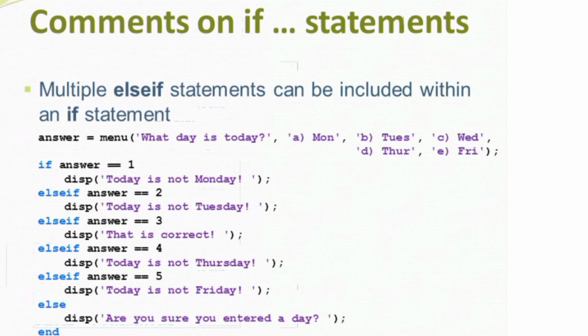So here we say, what day is today? The user can select Monday, Tuesday, Wednesday, Thursday, or Friday. So if the user selected Monday, the answer would be 1, and we could say today is not Monday. Apparently, we are viewing this video on Wednesday, right? Because you can see there for that second else if statement, if the answer is equal to 3, then we display that as correct. So if the user selected answer 1, we would do what's in the if statement. If the user selected Tuesday or answer 2, we would do what's in the first else if, and so on.